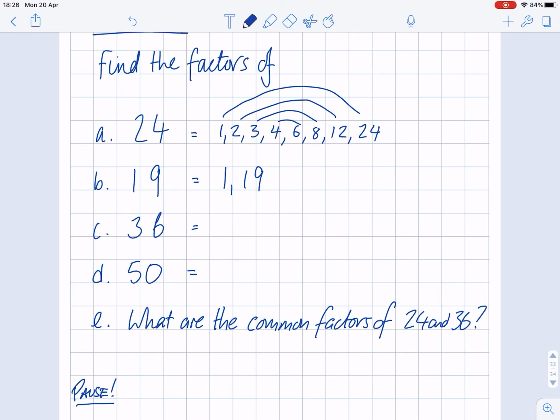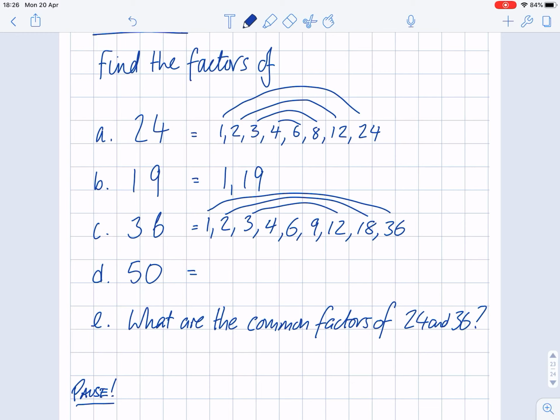The factors of 36 are quite a few: 1, 2, 3, 4, 6, 9, 12, 18, and 36. And again, if you think about the factor pairs, we've got... And then you would say 6 is on its own. Well, the pair would be 6 and 6, because 6 multiplied by 6 is 36. All right, don't worry about that. We'll come on to it tomorrow.